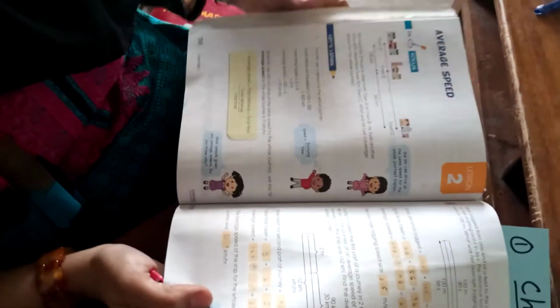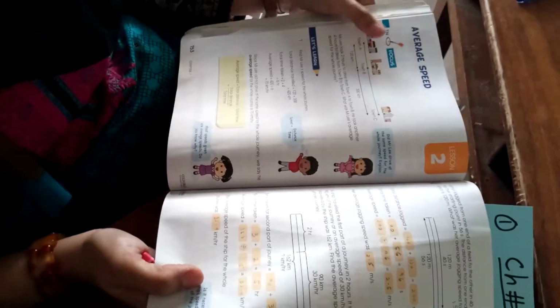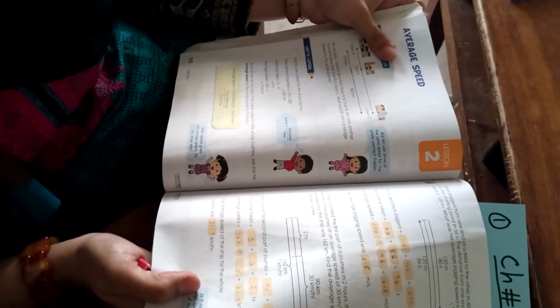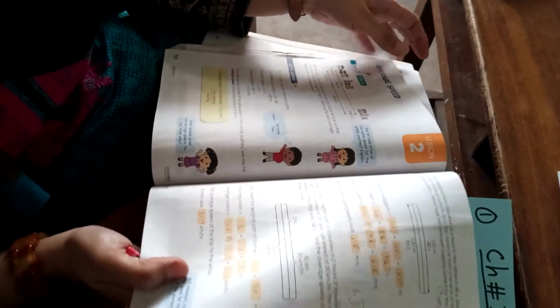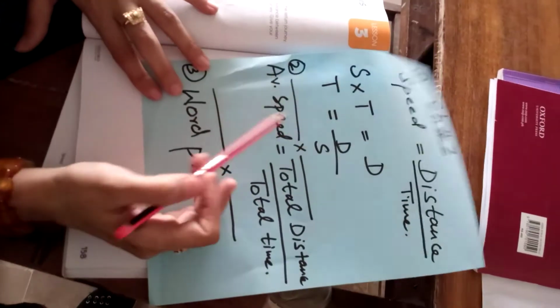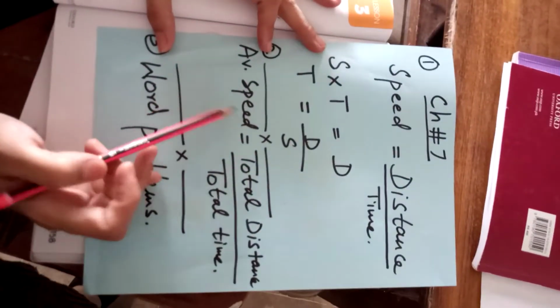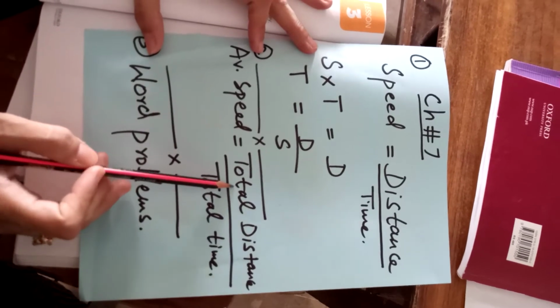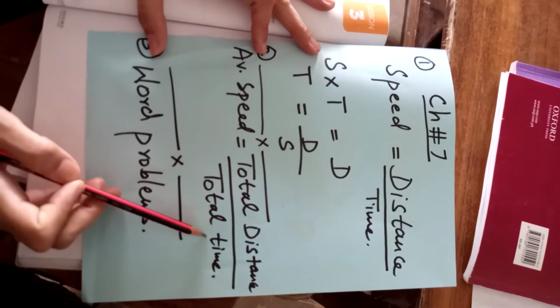In lesson number 2 we have done the average speed topic, which is on page 153 in your textbook. We have done questions related to average speed. I gave you some questions in your homework, and I hope you have done these by yourself. The only difference between the formulas of speed and average speed is that in average speed you have to find the total distance and the total time.